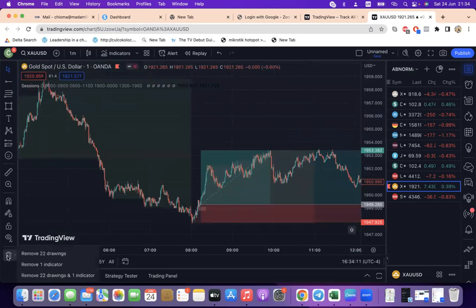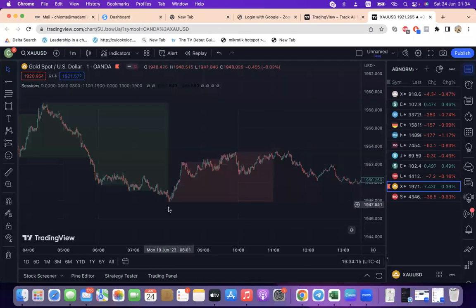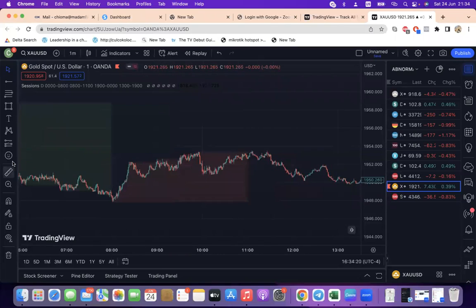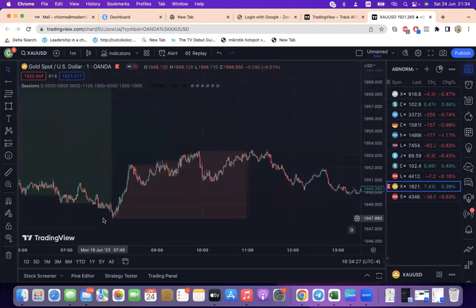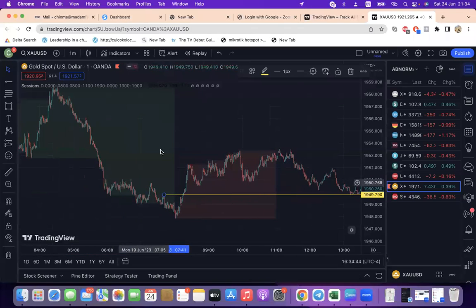I'm going to clean all this off. Now look at this. After she sweeps the London session's low, what you're waiting for is for her to turn back. You look for your change of character. She has to break and close twice. I like to do it twice just to be sure. So she broke and closed once, twice. Then your entry will be around here, the top of here. Then you enter and move. You take your buy. That's how easy.